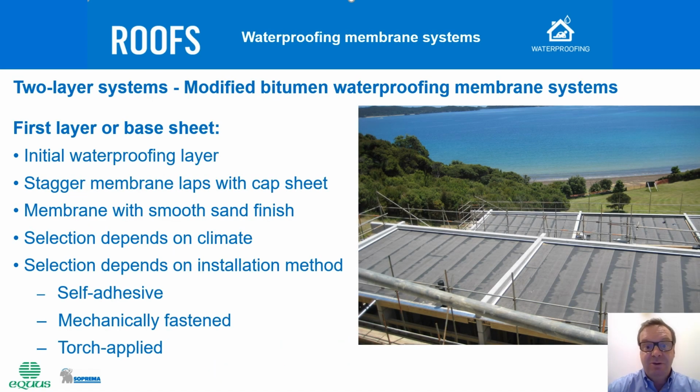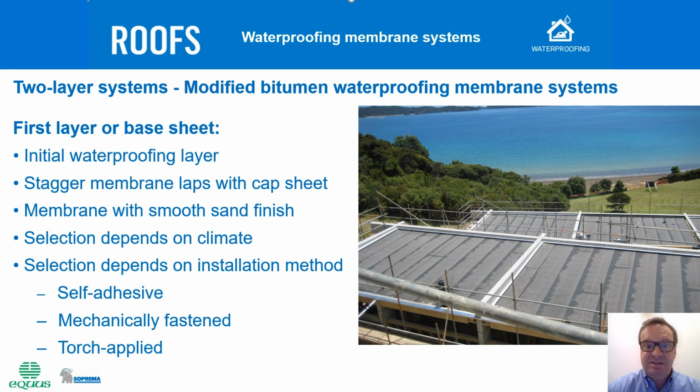This brings us to the final component of the warm roof concept. The final layer of the warm roof system is the waterproofing membrane system. At Soprema, we have double layer and single layer systems available. The double layer system is a system that uses modified bitumen waterproofing membranes. The waterproofing system in a double layer system combines the base sheet and the cap sheet.